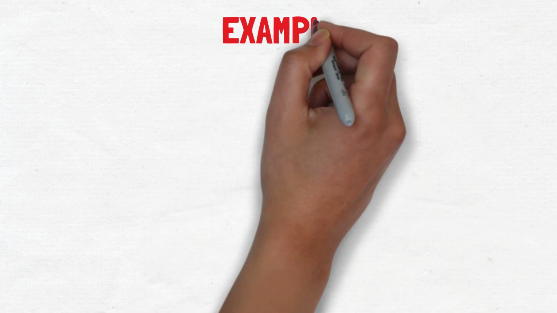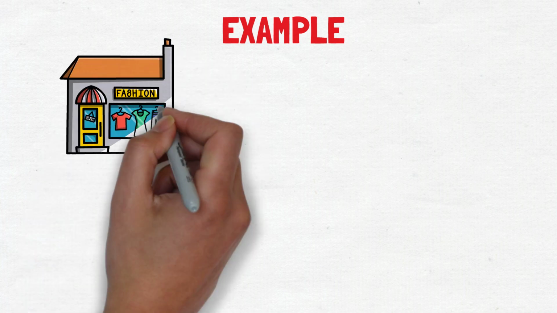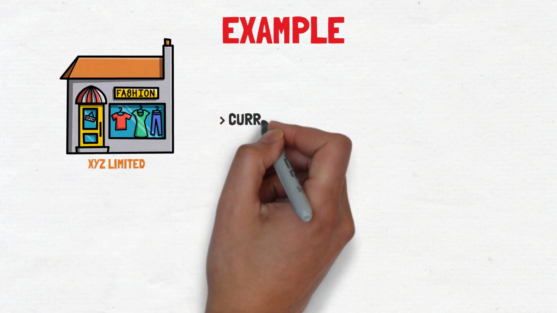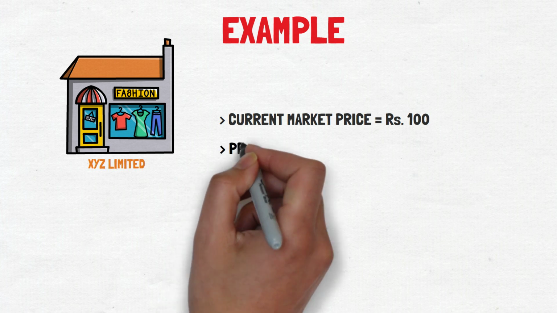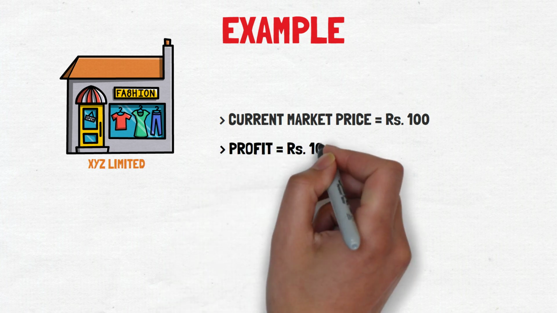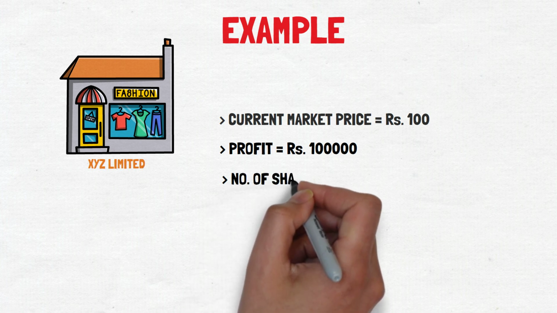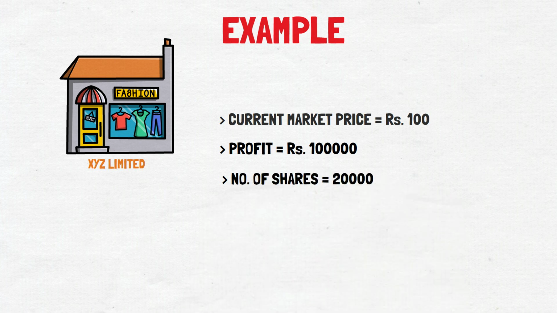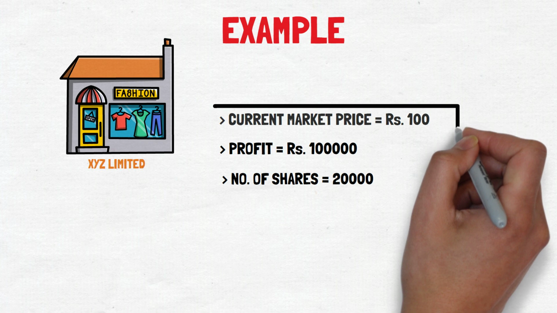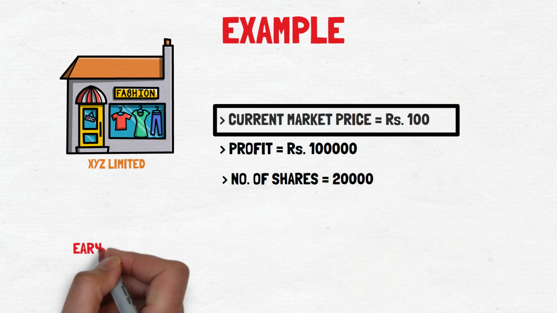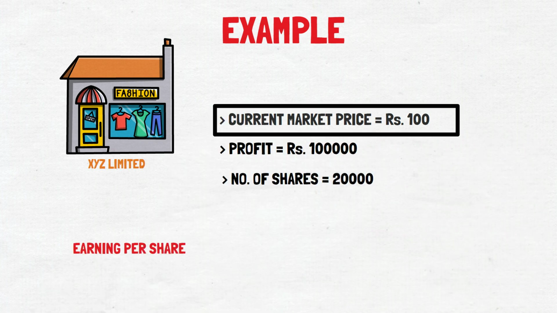Let's try and understand it with a simple example. Let's assume there is a company called XYZ Limited. The company has a current market price of rupees 100. It is generating a profit of rupees 100,000. And the total number of shares is 20,000. So, we know the current market price of a share of XYZ Limited, that is rupees 100. However, we need to calculate the earning per share.